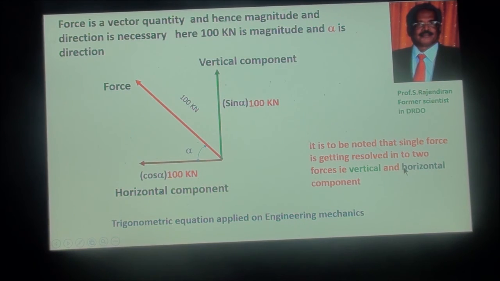It is to be noted that a single force, this 100 kilonewton, is getting resolved into two forces, that is, a vertical component and a horizontal component. This concept is very much useful in solving engineering mechanics problems, considering the equilibrium condition of statics as well as dynamics. We will see further application of this simple formula in solving engineering mechanics problems.